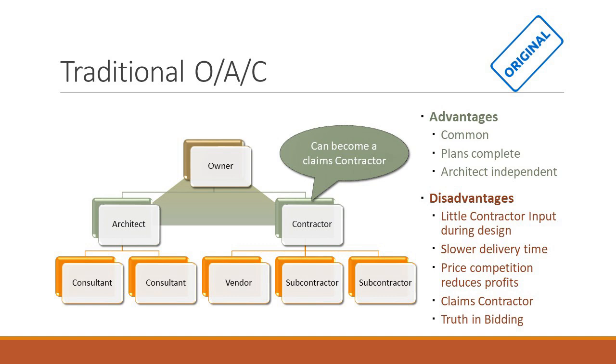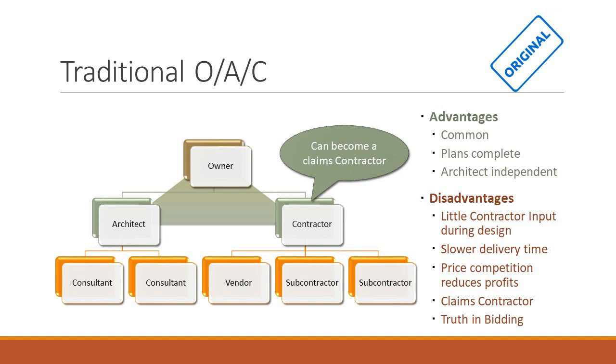As we talked about, because the architect's on one side of the triangle with its own contract and the contractor's on the other side, they kind of look at each other as potential enemies. There's that adversarial relationship. Price competition can reduce profits. That's a disadvantage to the contractor. They're going to say, well, God, if I didn't get involved earlier, then I can't make as much money because I'm not a part of the team. I have to compete against everybody else. So you have some problems on the backside.